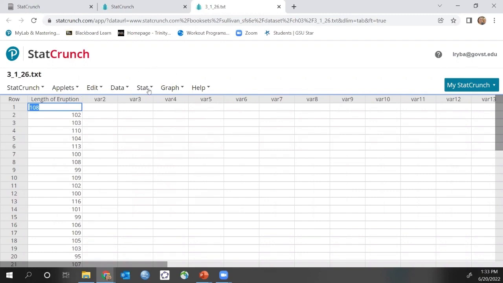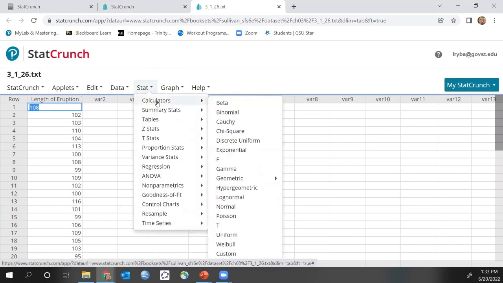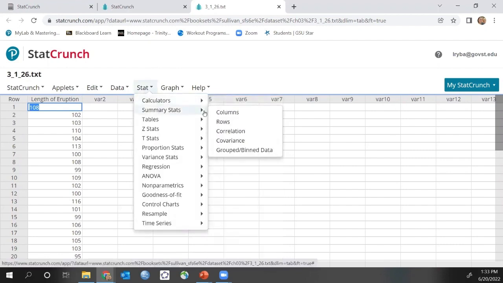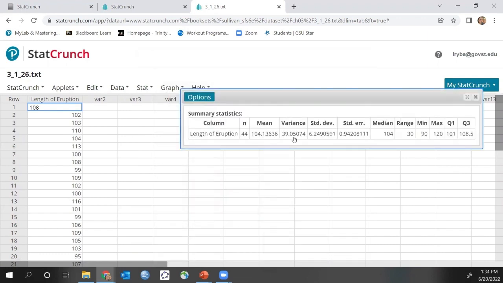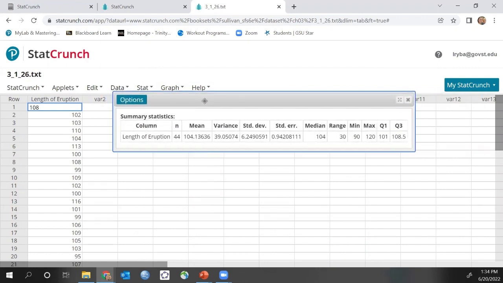All right, so I'm going to go to Stats, Summary Stats, and Columns. This is how I'm going to do everything for chapter 3. Okay, what I'm going to do is click the option here and put it over here, and it is going to spit out this lovely table. Now, it will spit out the mean and the median. The mode will have to be calculated looking at a dot plot or a bar graph.